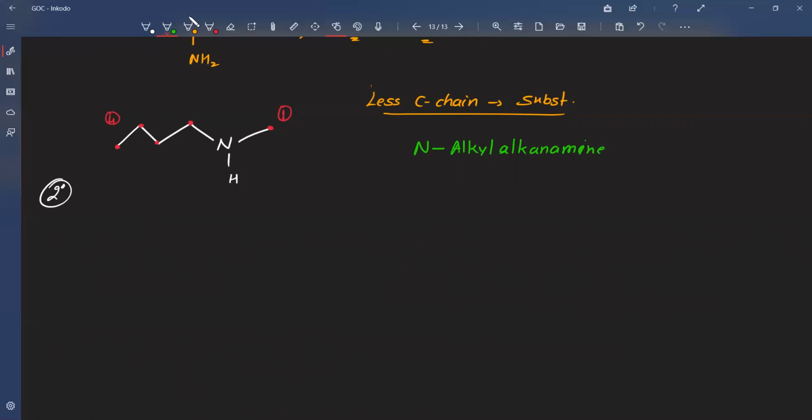So it should be clear, right? This alkane has more carbons, and this alkyl has fewer carbons. So in this case, what will be the name? The name will be N, which you have to write. Then you have methyl and butane. So N-methylbutanamine.